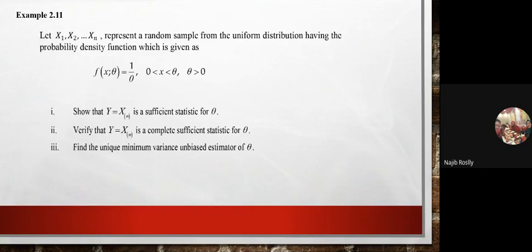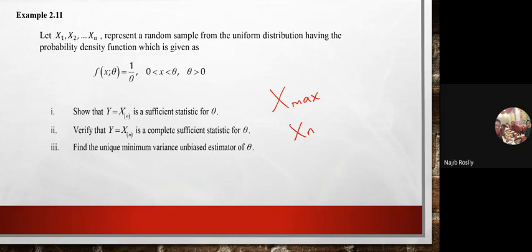Okay. So the first part, you want to show that Y equals the maximum ordered statistic Xn is a sufficient statistic for theta. Some of the questions, it's not a question, it's notation, we write X max. Okay, this one is also a notation for Xn. Or if you have X bracket for ordered statistic, it's the same thing. X maximum, Xn, so that means you have the maximum ordered statistic.